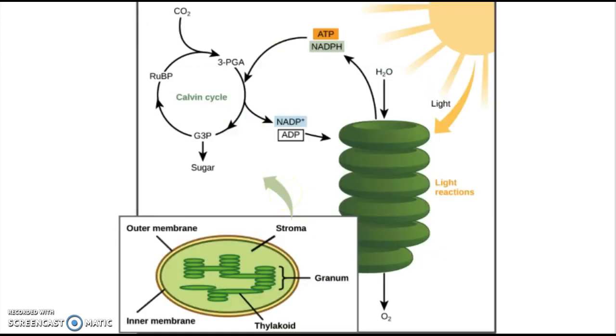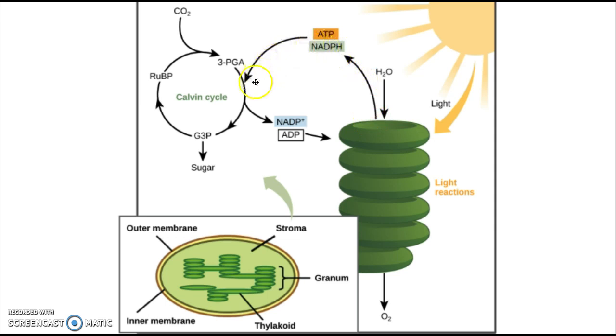So where does this take place? Well, here's the chloroplast, and inside of the chloroplast there are these interesting little green pancakes that are stacked up called grana, and then each one of those little pancakes is a thylakoid. They're green for a reason, because they have a ton of chlorophyll. That's where the light reactions take place. So we have water coming in and light coming in, and oxygen is going to leave.